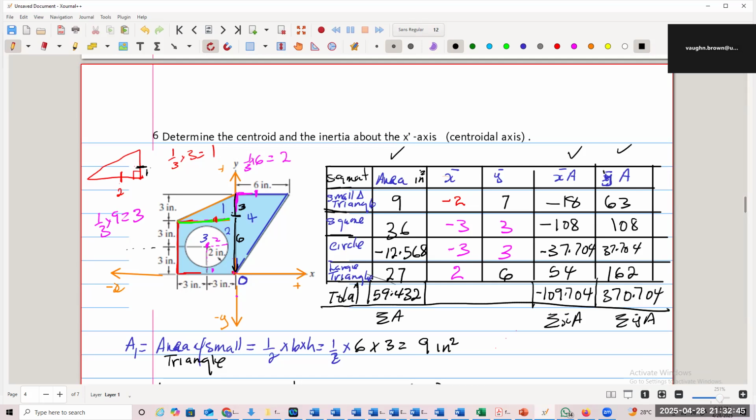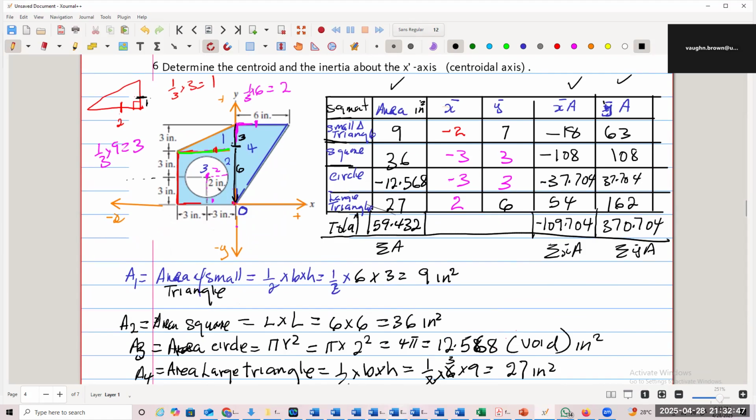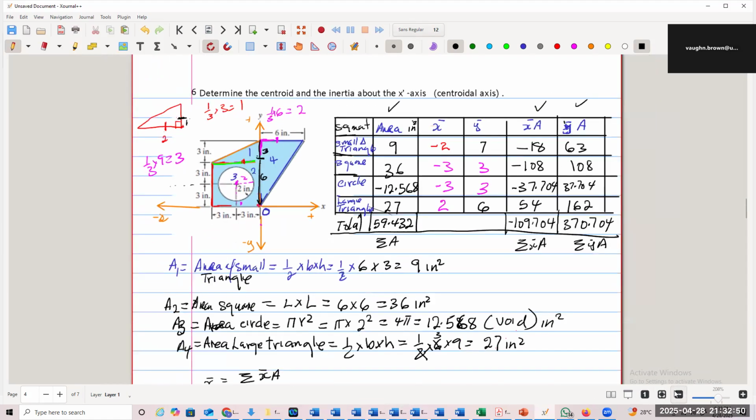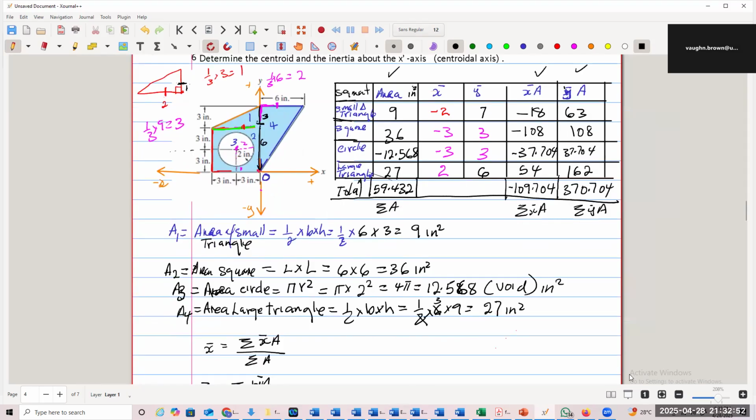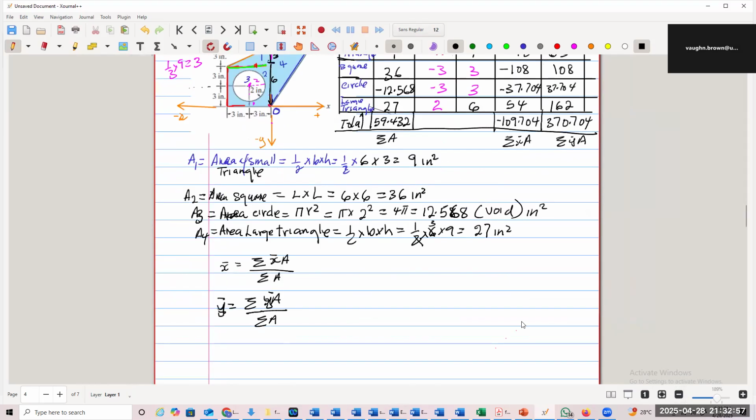All right. So those are the columns that we're going to use. Make it a little bit smaller so I can see them, and write them in. So I'm going to put those in. So the first one is going to be giving me minus 109.704 upon 59.432. And please work it out while I write this down.